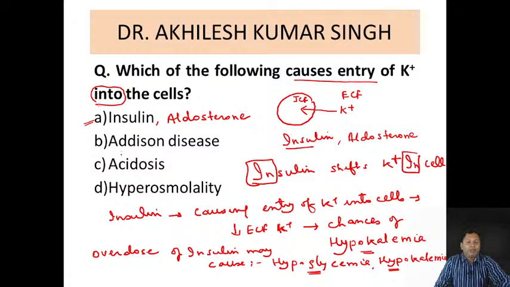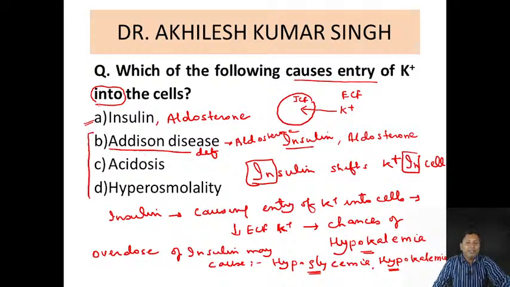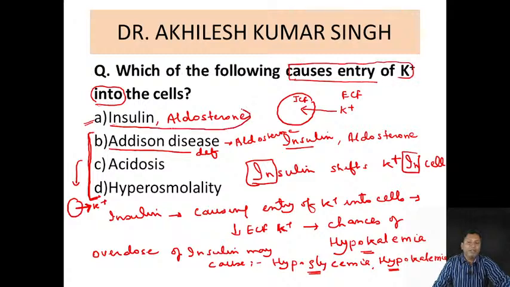Let us look at the other options also. Addison's disease is due to aldosterone deficiency. Addison disease, acidosis, and hyperosmolality, these three will shift the potassium from inside the cell to outside the cell, just the opposite. So in this question, which of the following causes entry of potassium into the cell? The answer is insulin or aldosterone, and the remaining three options will shift the potassium from the cell to out of the cell.